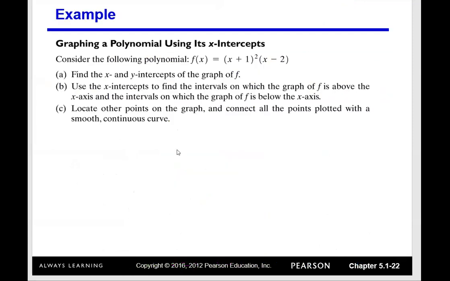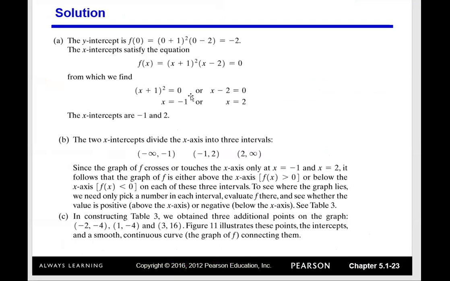Okay, so here's their example. Consider the polynomial f of x equals blah, blah, blah. A says find the x and y intercepts of the graph. Use the x-intercepts to find the intervals on which the graph of f is above the x-axis and the intervals on which the graph is below, and locate other points on the graph and connect all the points plotted with a curve. I'm just going to show you their example. The y-intercept is when x is 0. So they just stuck 0 in place of all the x's and solved, got -2.